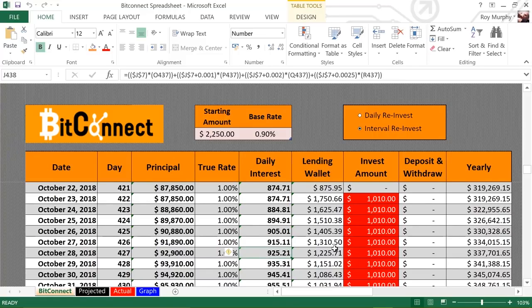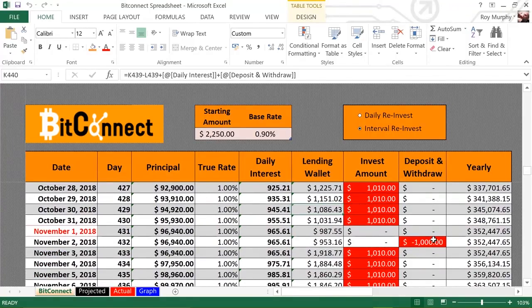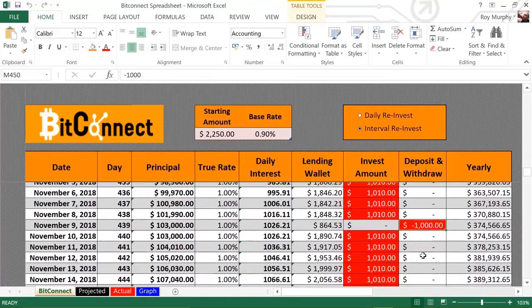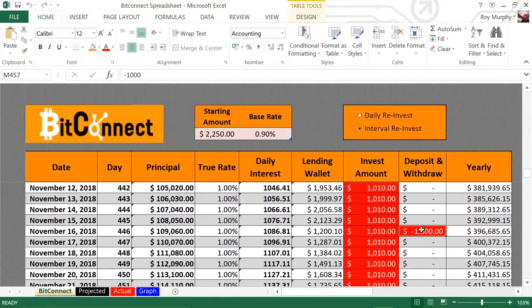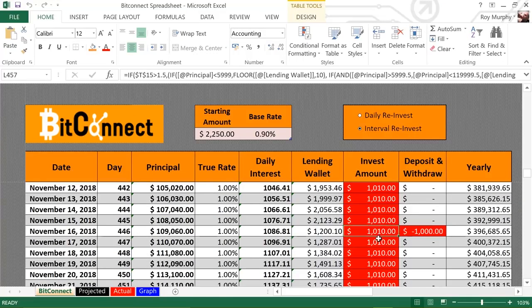The lending wallet, you can see the figures. I'm taking out $1,000, but this is still the balance every day. So when you get to here, November the 2nd, 2018, I've taken out $1,000 again in November, and another 1,000, and then 3,000 in November. I'm taking out even more, but now I can still put in $1,000 every day, getting that extra 0.1%.